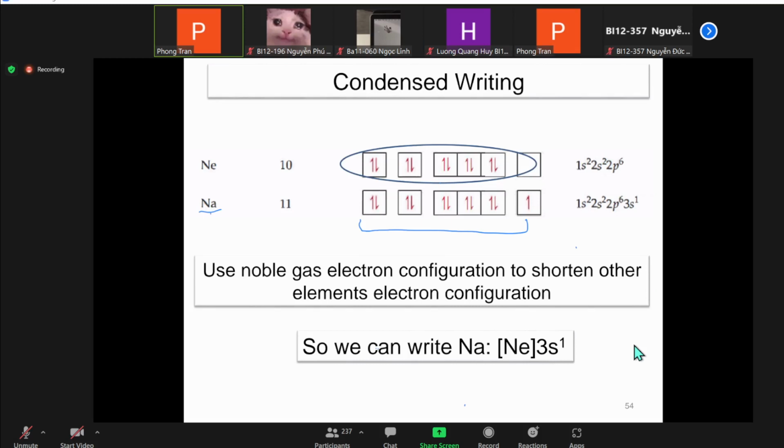You see that sodium has 11 electrons, and if you compare it with neon, the inert gas with 10 electrons, the difference is only this one. So you can write sodium like the configuration of the inert gas before this element, plus the electron that makes the difference between this element and the electron configuration of the inert gas before it. So use the noble gas electron configuration to shorten the other elements' electron configurations. When you want to write the condensed electron configuration of an atom, you look for the closest noble gas element to this atom, and use this noble gas electron configuration as a reference. You add the number of electrons that differ between the noble gas and the element you are considering.